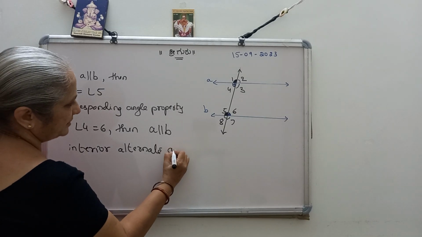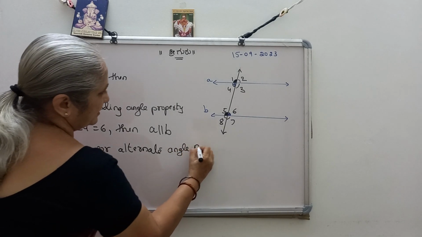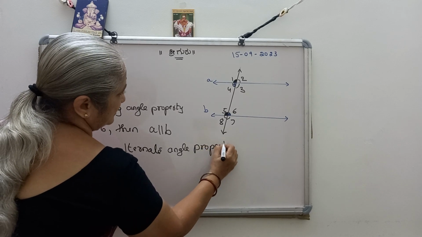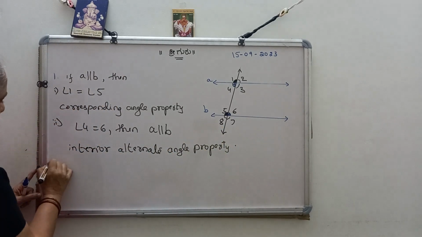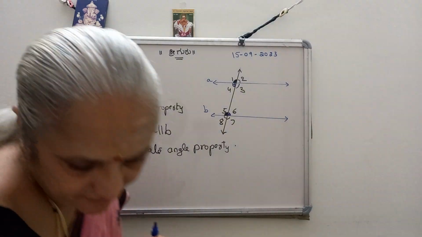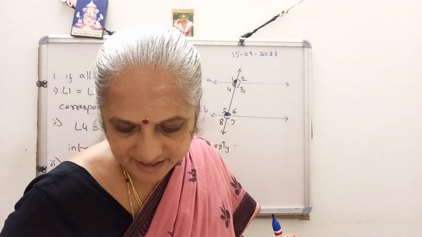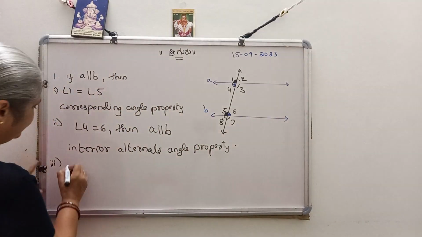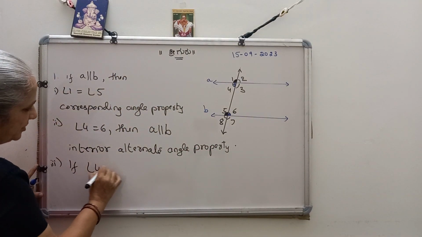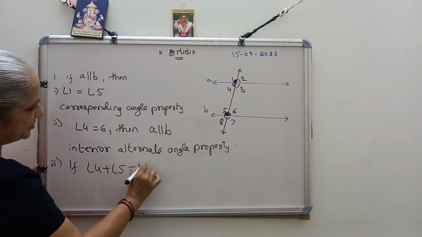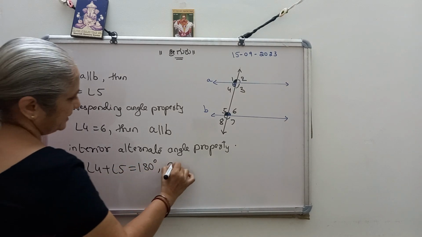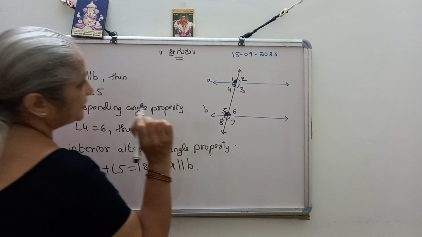Interior alternate angle property. And the third one: if angle 4 plus angle 5 is equal to 180 degrees, then A parallel B. If angle 4 plus angle 5 is equal to 180 degrees, A parallel B.